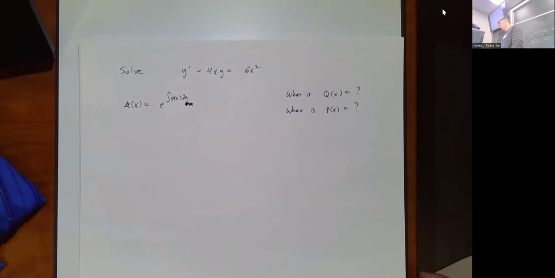Oh, it's probably going to be hard. Finding mu is going to be easy. Solving this is going to be a little bit ugly. That's all right. Or maybe not. Let's see.